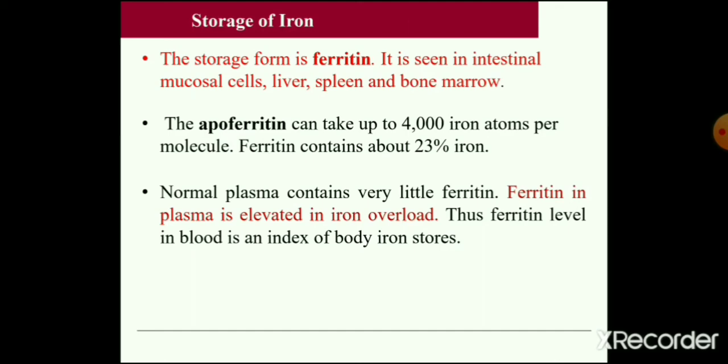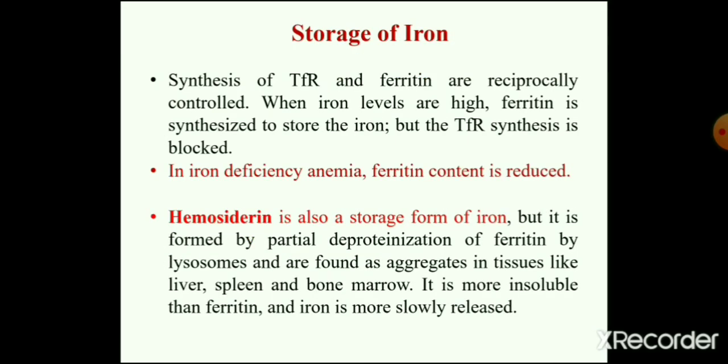Normal plasma contains very little ferritin, but ferritin in the plasma is increased in iron overload. When there is excess iron in the body, the ferritin level will be increased, and the ferritin level of the blood is an index of the iron status of the body. The synthesis of transferrin receptors and ferritin are reciprocally controlled. When there is enough iron, it is stored in the ferritin form, and at that time there is no requirement in the cell, so transferrin receptors won't be produced and there won't be intake into the cell because excess is stored as ferritin. In iron deficiency anemia, ferritin content is reduced.